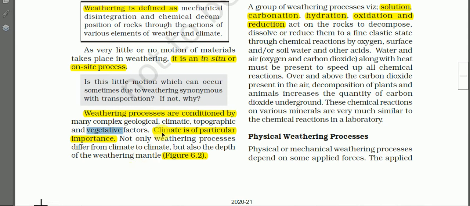Out of this, climate is of particular importance, because climate not only affects the weathering process, so not only does the weathering process differ from climate to climate, but also the depth of the weathering mantle. That means climate affects the type of the weathering process, as well as the depth of the weathering mantle, that is the thickness of this weathering mantle. Weathering mantle means the parent rock, the big rock.